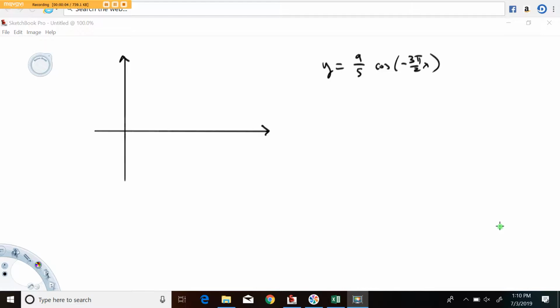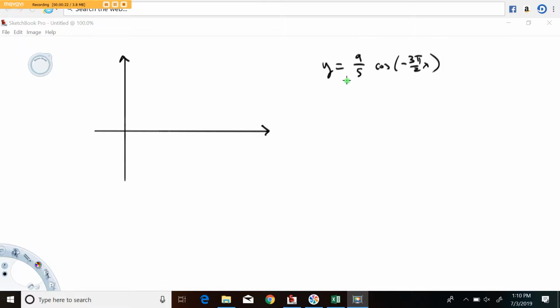I'm making this video to provide an example of how to sketch a basic cosine function, or maybe not quite so basic. This one's got a few things going on. So first of all, let's talk about this 9/5. That means the amplitude of this thing is 9/5, which is just a little short of 2.